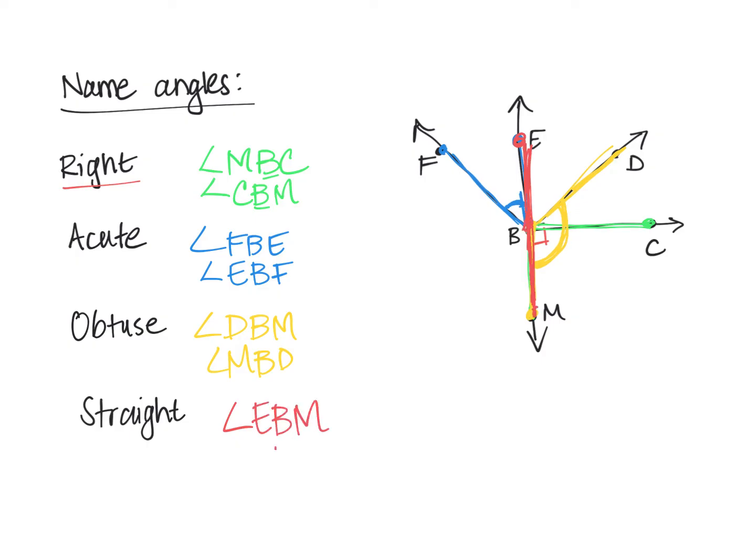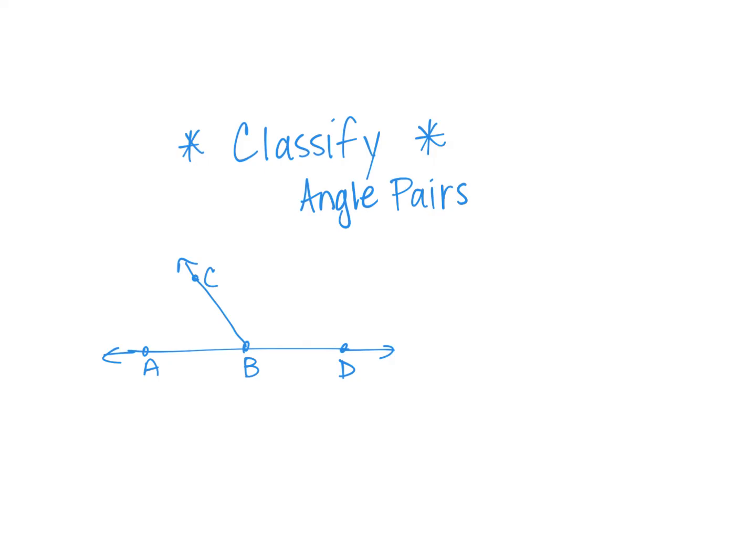That makes 180 degrees. Okay, remember, obtuse is bigger than 90, acute is less than 90, and right is exactly 90.